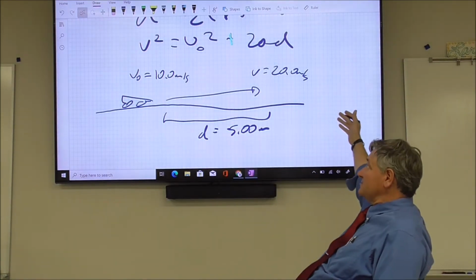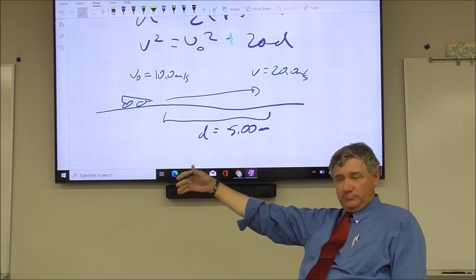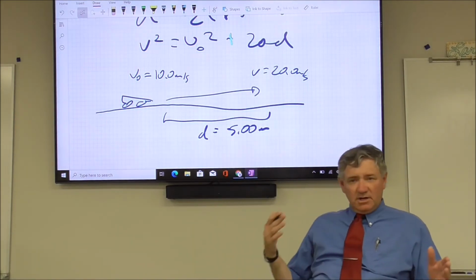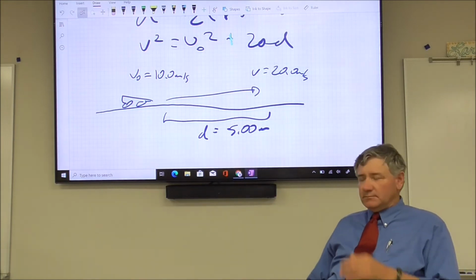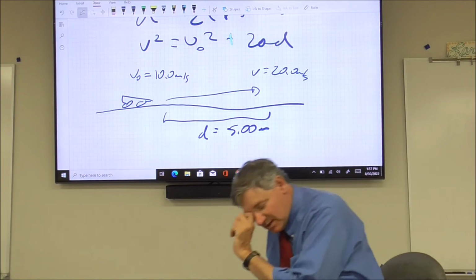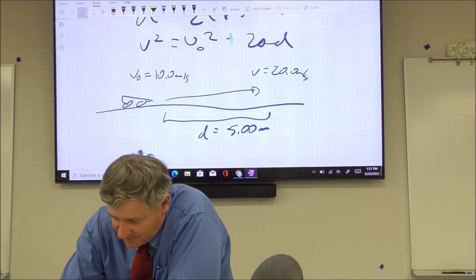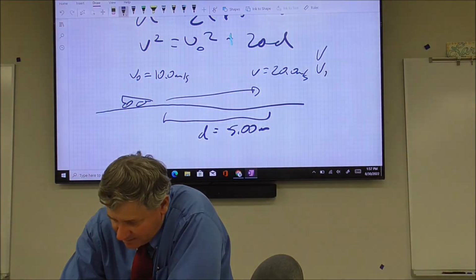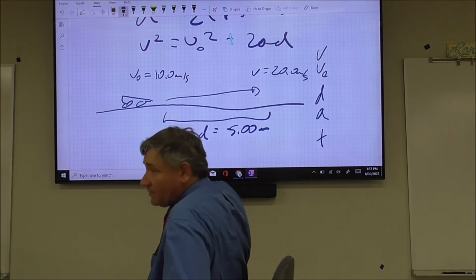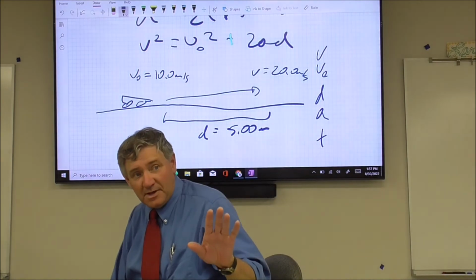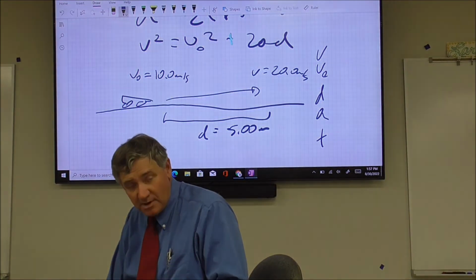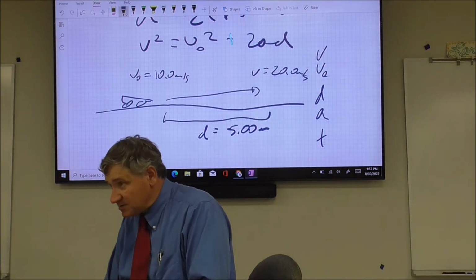Are my velocity vectors getting bigger or smaller? Bigger. I got a distance of 5 meters, which is about from here to that wall. I want to find my acceleration. So, if you like the V, V naught, D, A, T thing, and again, you don't have to do that, but some people like that method because it forces them to say, okay, what variables do I have and what am I searching for?